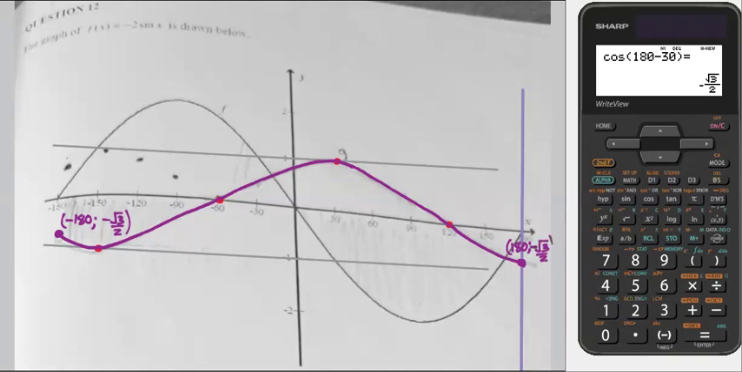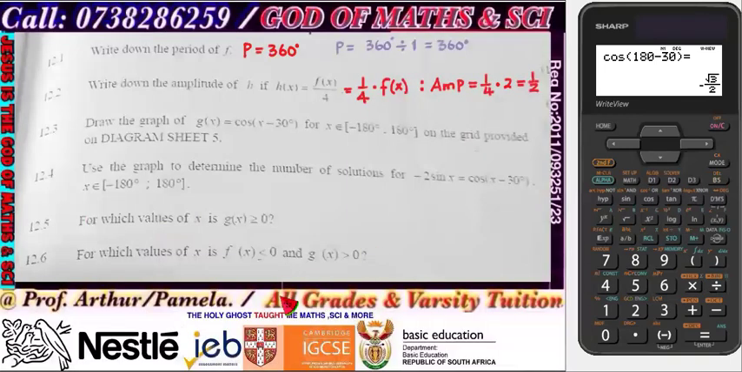It's negative root of 3 over there. The other points, you can actually see them. All right, so that becomes our G of X graph. All right, let's go on and look at the other thing.